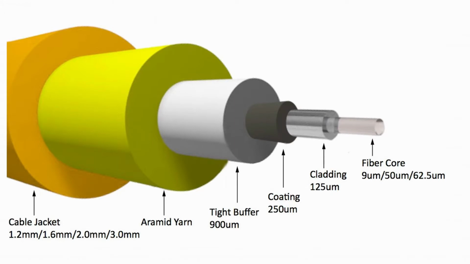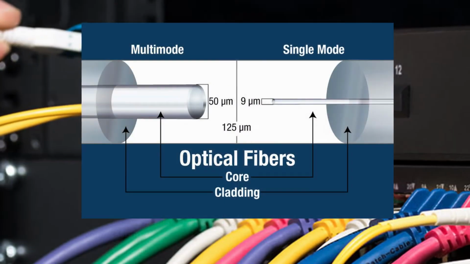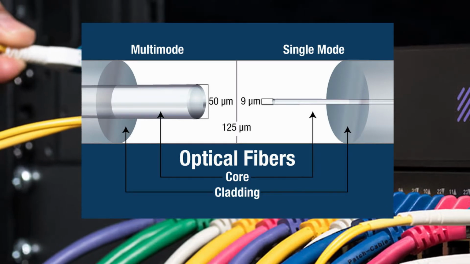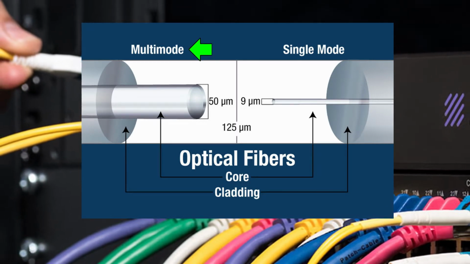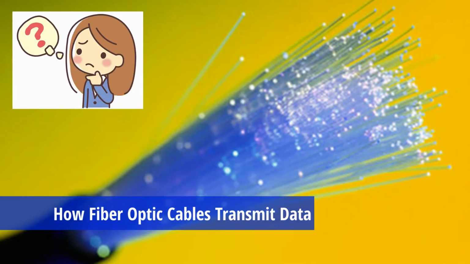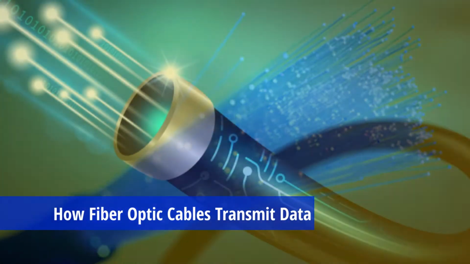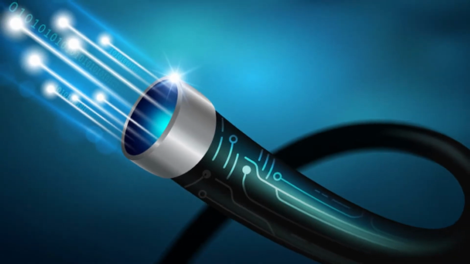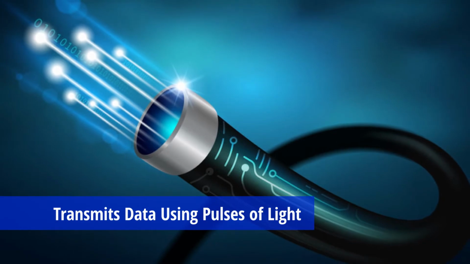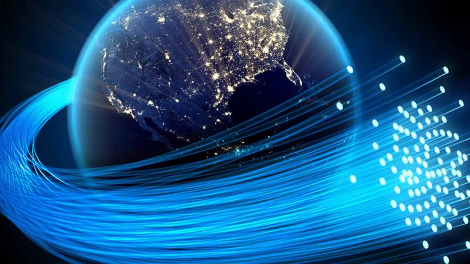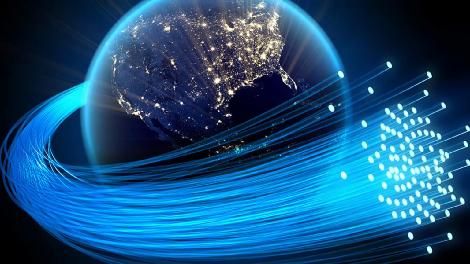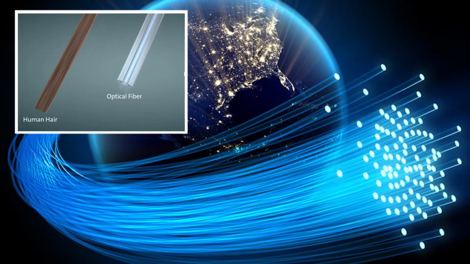The two most common types of fiber cabling are single mode and multi-mode. Of these two types of fiber optic cables, multi-mode fiber is more commonly used. So how do fiber optic cables transmit data? Fiber optic cables transmit data via fast traveling pulses of light. And most fiber optic cables are made of dozens or hundreds of optical fibers. And these optical fibers are less than 1/10 of the thickness of a human hair.